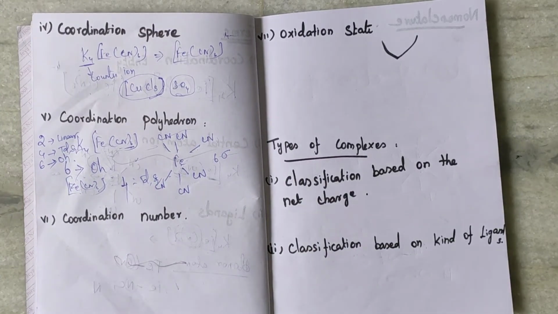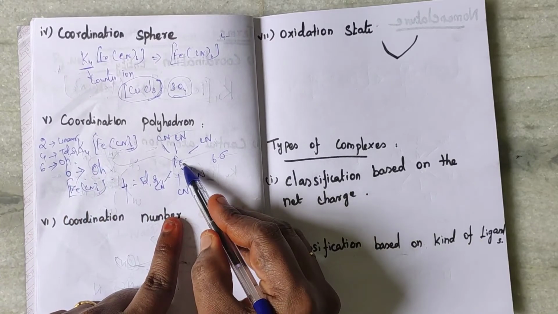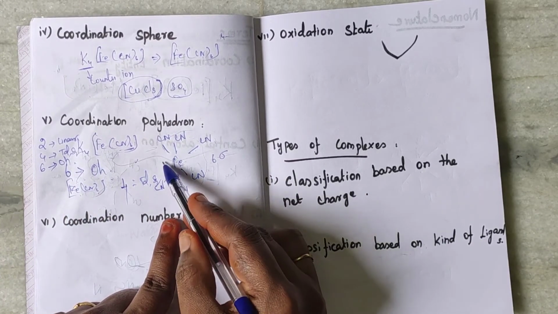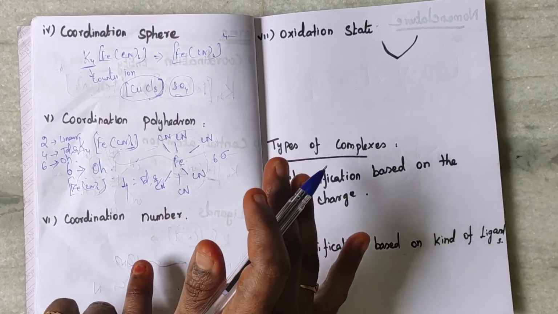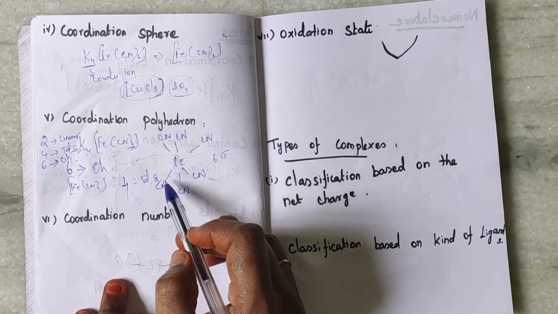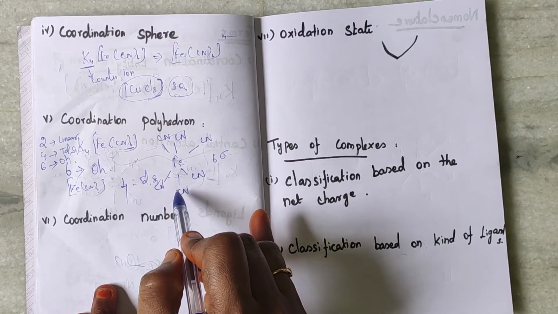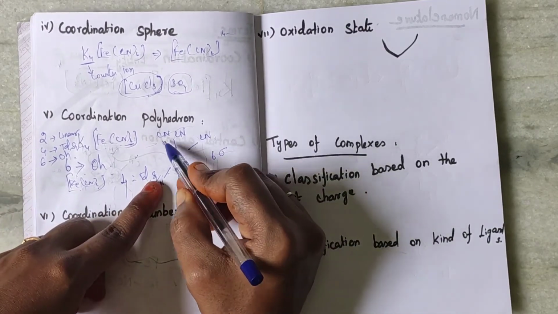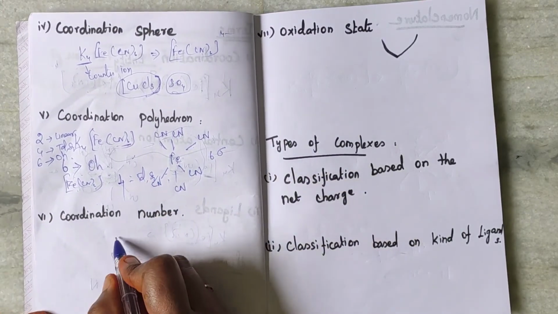Next, coordination number. Coordination number: the metal is surrounded by how many ions, that means ligands. That's called the coordination number, the sum of the number of ligands surrounding the metal. Here the metal is surrounded by 6 cyanide ions. So the coordination number is 6.